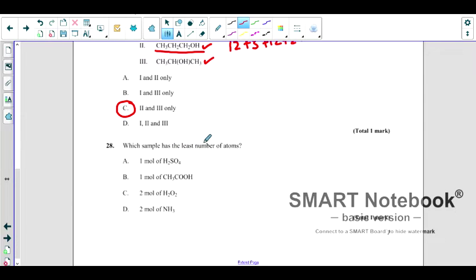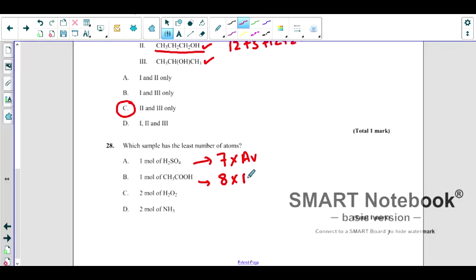Which sample has the least number of atoms? We want to see which one has the least number of atoms here. If you look at 1 mole of H2SO4, in 1 molecule of H2SO4 it will be how much? 2 plus 1 is 3, 3 plus 4 is 7, 7 atoms. So in 1 mole you will multiply it by Avogadro's number. Here it is 1 mole again, but how many atoms are there in 1 molecule? 3 plus 1 is 4, 5, 6, 7, 8. So here in 1 molecule it is 8.